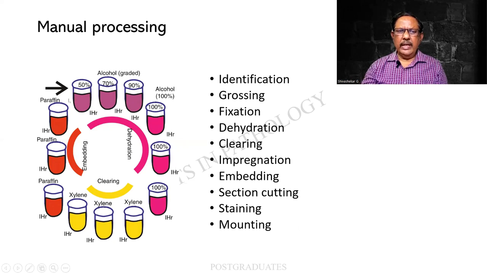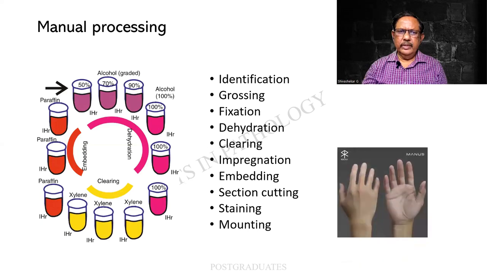And there are the various grades of alcohol, then the clearing agents that are available, such as xylene, the molten paraffin, and ultimately there will be embedding, followed by section cutting. And all this is called manual processing. Manus means hand. That is what this picture depicts.